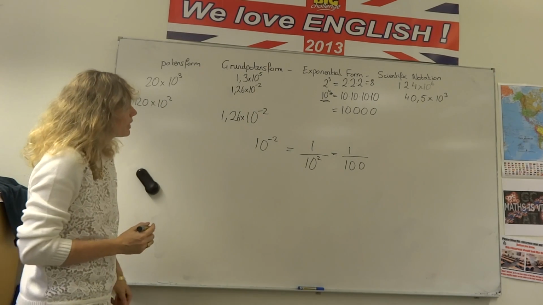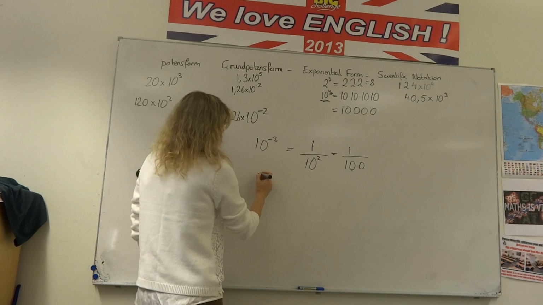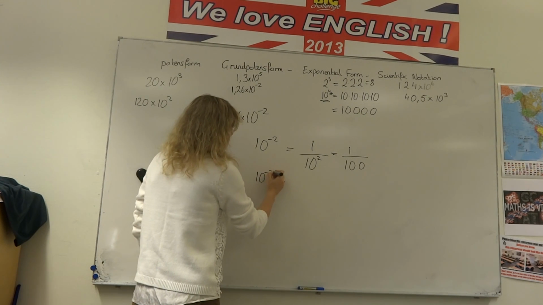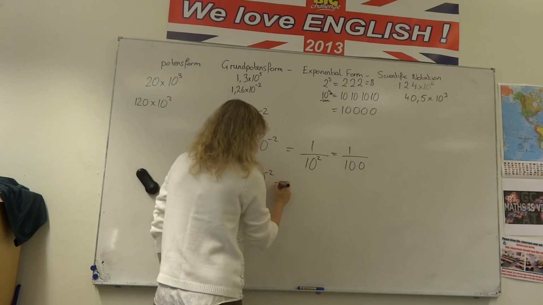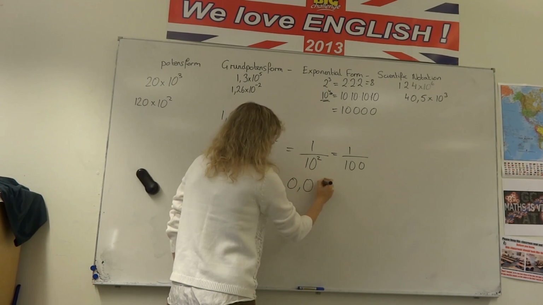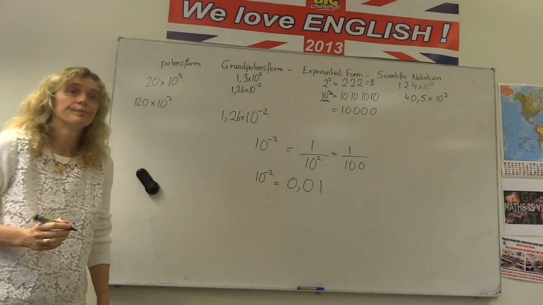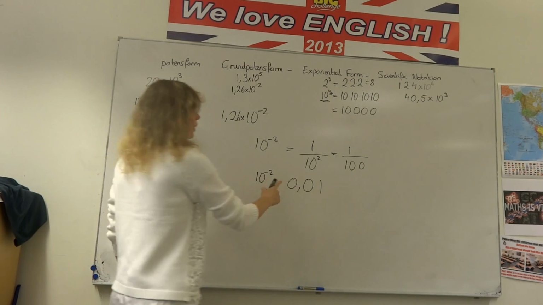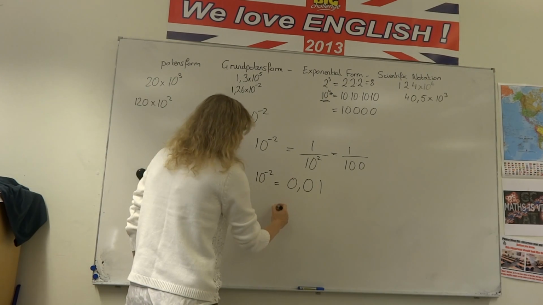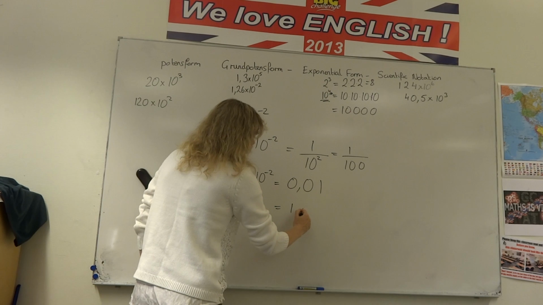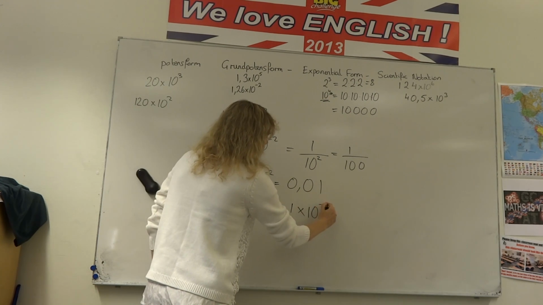There's another way of thinking about this as well. You can think of 10 to the minus 2. We know that 100th is the same as 0.01. 100th to the minus 2. So let's say that we have the number 1 here. 1 times 10 to the minus 2.